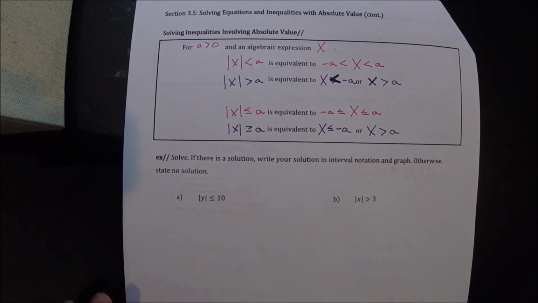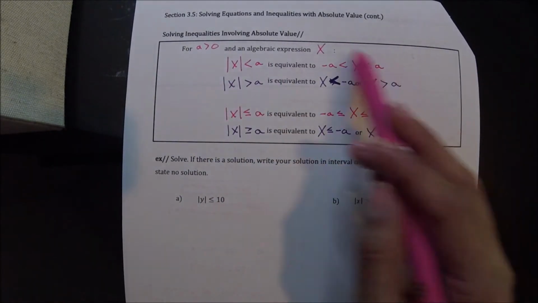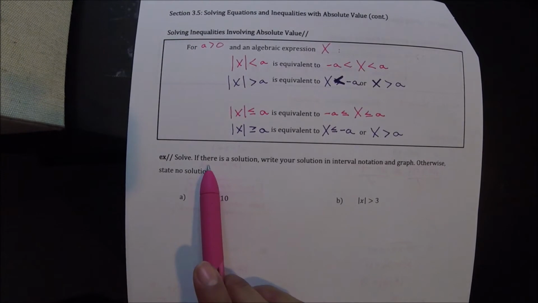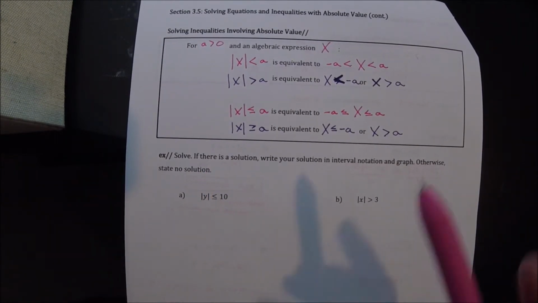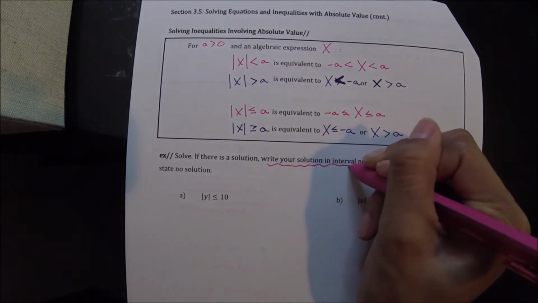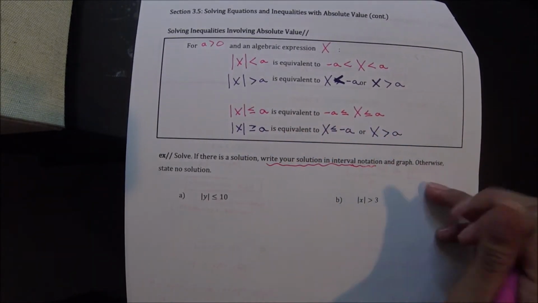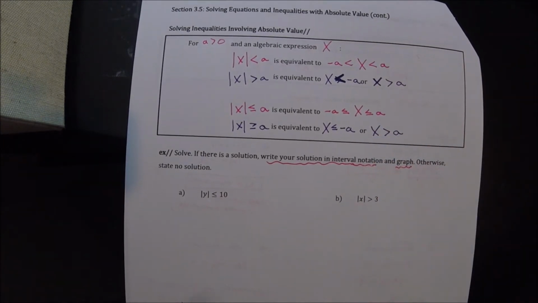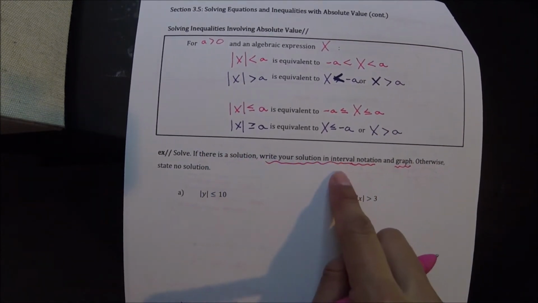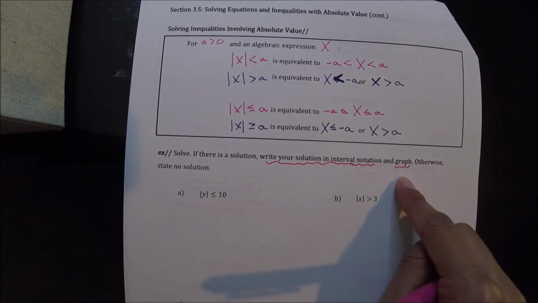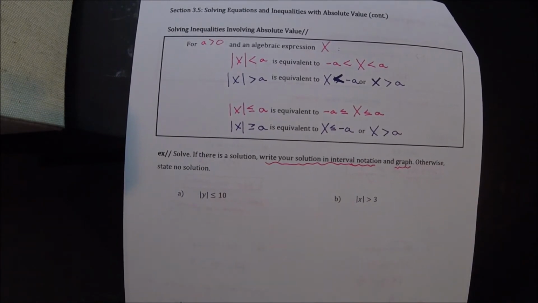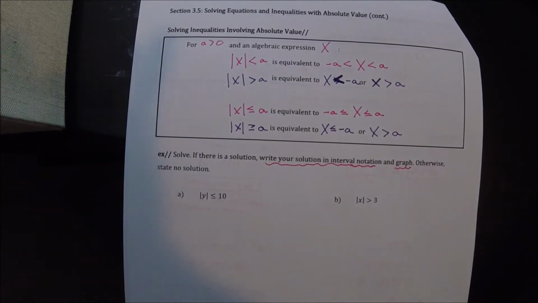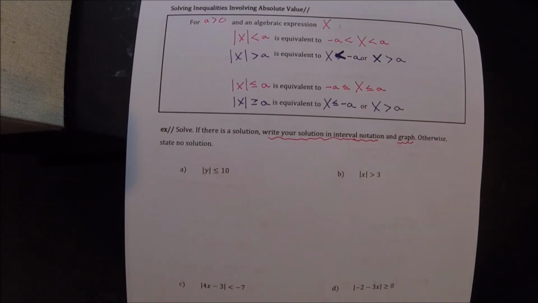Alright, so we're going to solve these inequalities, and they all involve absolute value, so we have to use these rules here. And then it says if there is a solution, write your solution in interval notation. So we're going to do that once we solve it, and also graph. So we need to do 3 things: solve it, write that solution in interval notation, and then also graph it. But it says otherwise state no solution. So if there is no solution, we're just going to write no solution. So let's go ahead and solve these.